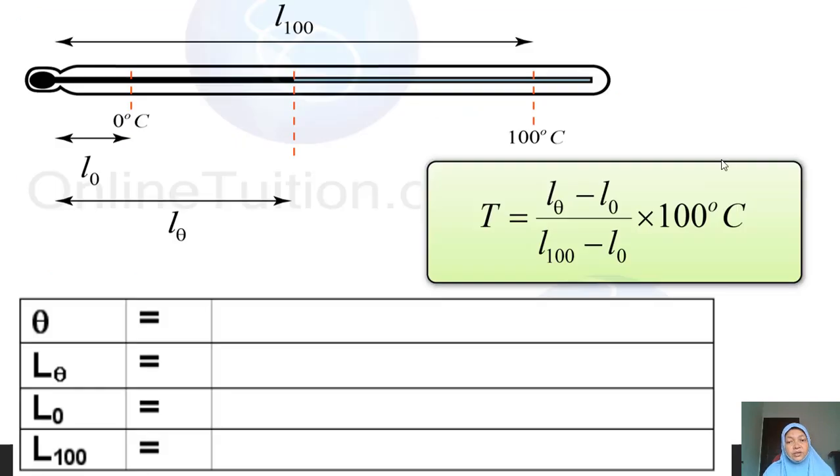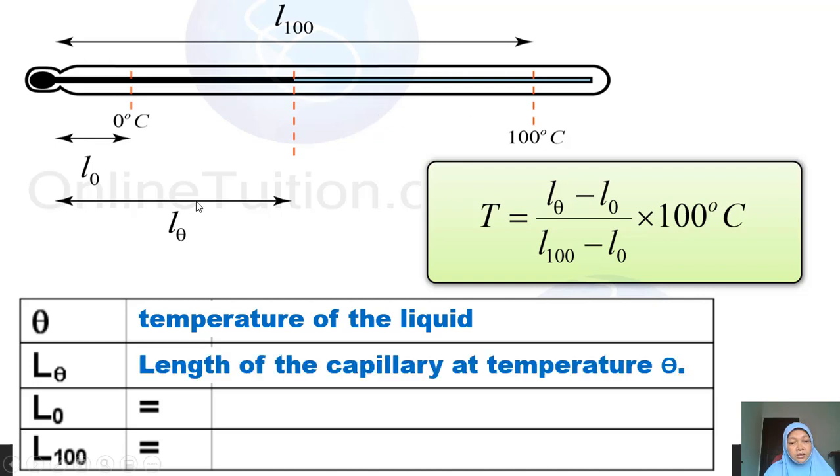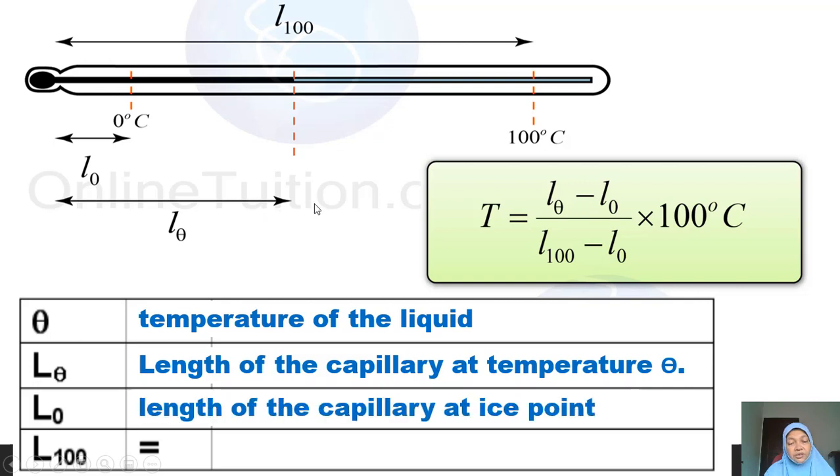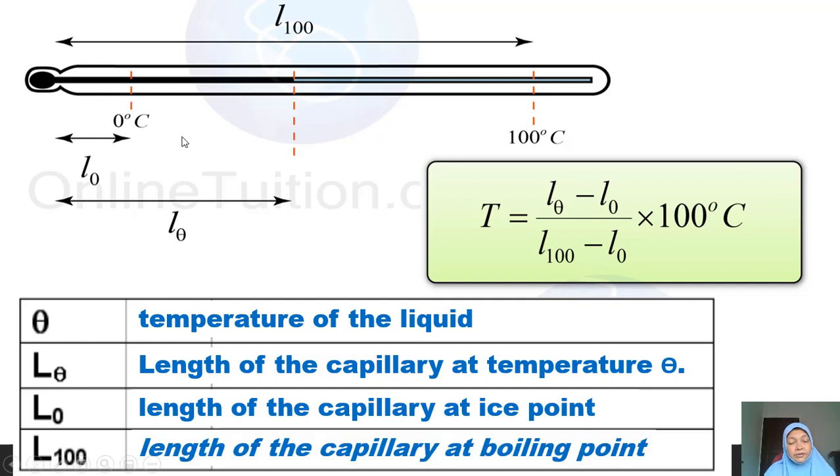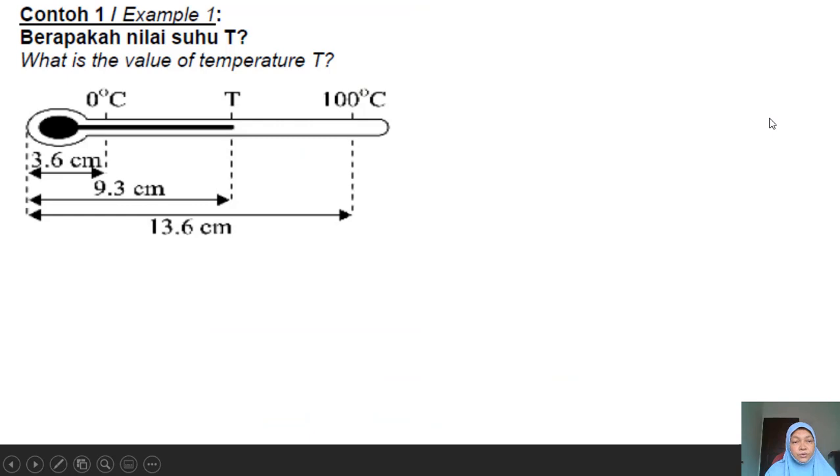Right, so this is how we get the length. So the first one, we have theta is the temperature of the liquid, unknown temperature. L theta is from here, the length of the capillary tube at temperature theta. L0 is the length of the capillary tube at ice point. So this one, from here to here, ice point. And L100, length of the capillary at boiling point. So from here to here, 100 degrees Celsius. So what we do is, we have the formula theta equals L theta minus L0 over L100 minus L0 times 100 degrees Celsius.